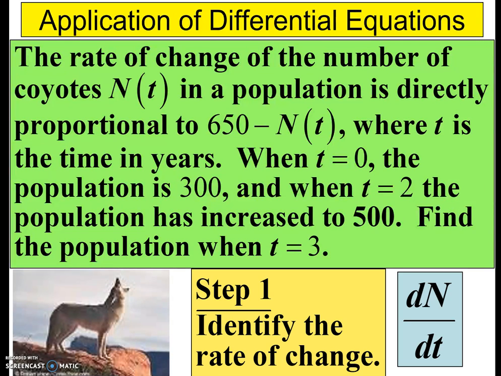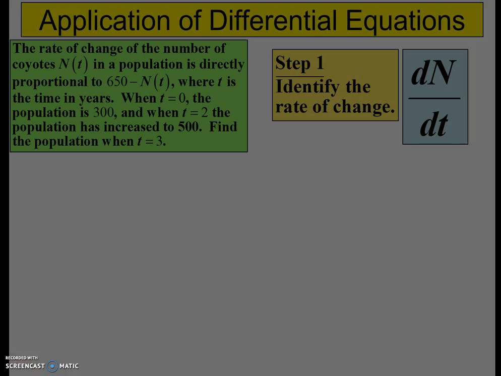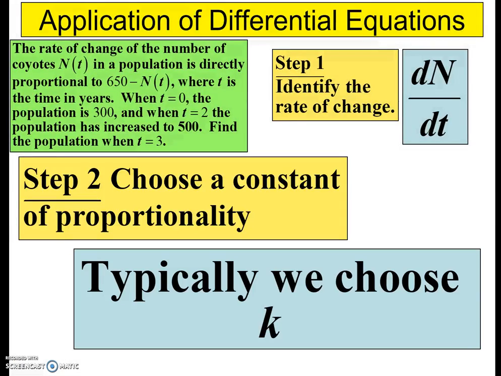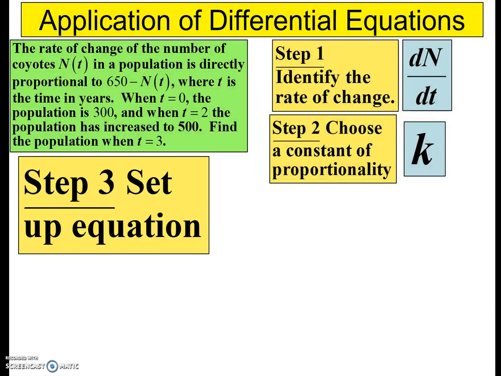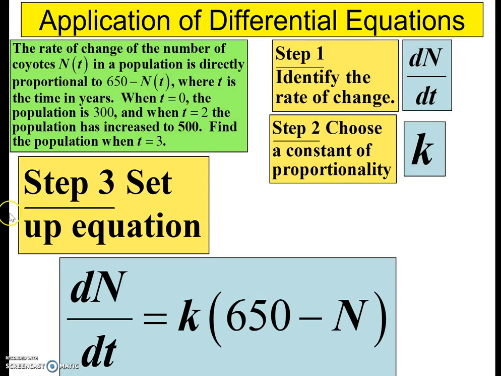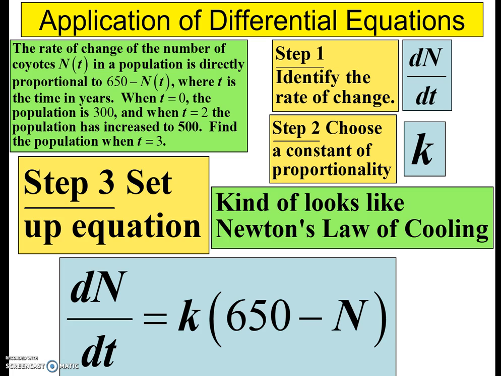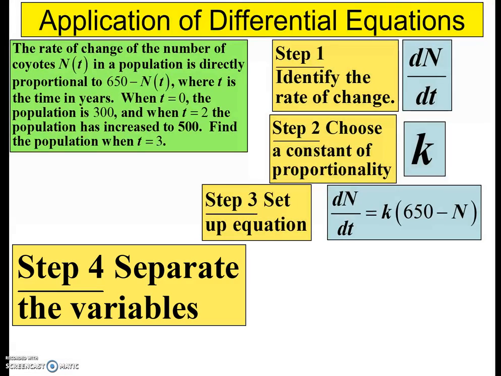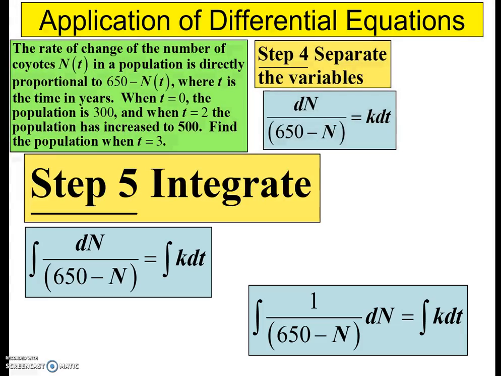So the first thing we're going to do is identify the rate of change, which is dN/dt, N being the population of coyotes, and t being time. Now that we have that, we're going to use k for our constant of proportionality. Step 3 is to set up an equation. Directly proportional means we're going to be multiplying here. Inversely proportional means you'll take k and divide it by whatever the expression is. So there we are. It's like Newton's law of cooling, it reminds us of that. We separate our variables and integrate.